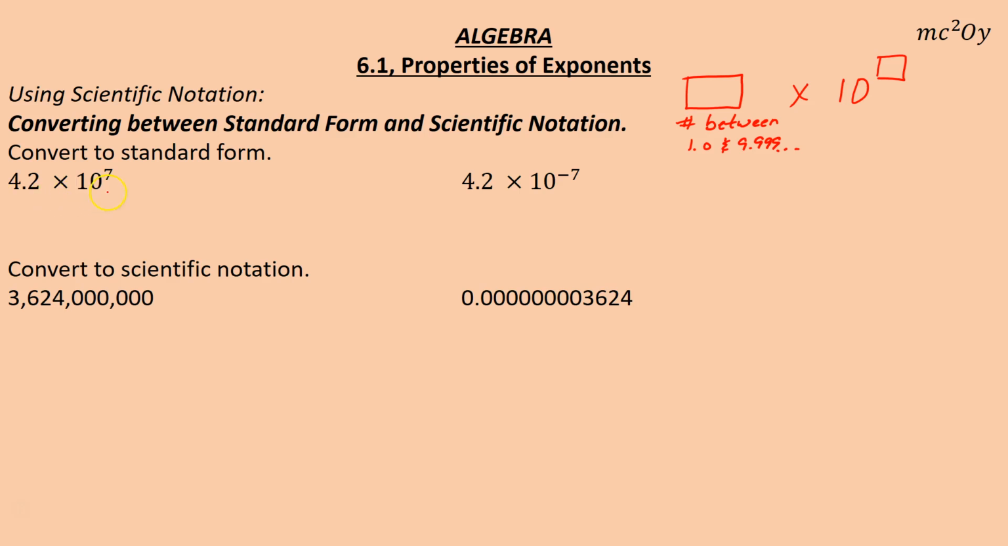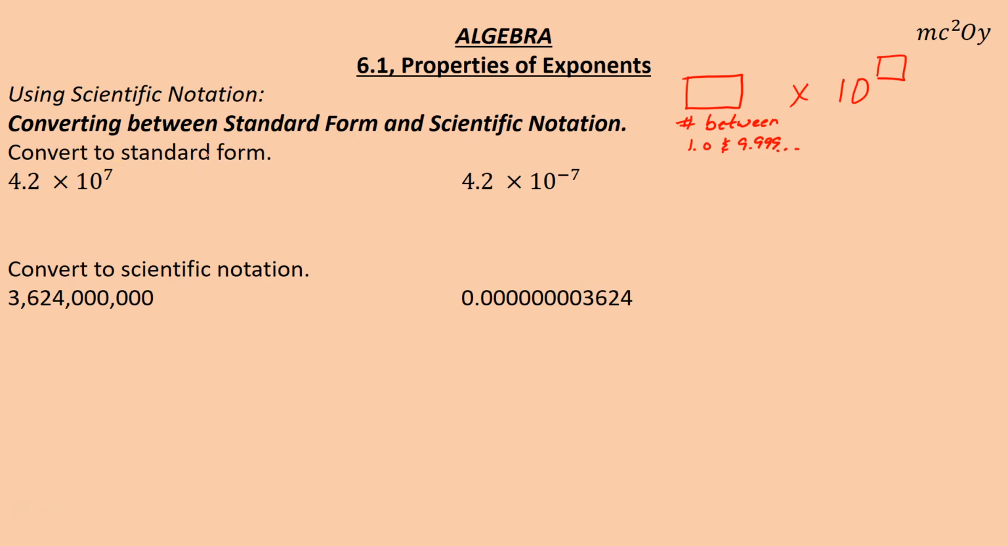Like 4.2 times 10 to the 7th. The number's between 1 and 10, and it's being multiplied by 10 to a power. That's scientific notation. When it says convert to standard form, standard form just means normal form, like the normal numbers we usually see, like down here, 3,624,000,000. That's standard form, or 0.0000326 or 624. That's standard. So I'm going to go from scientific to standard.